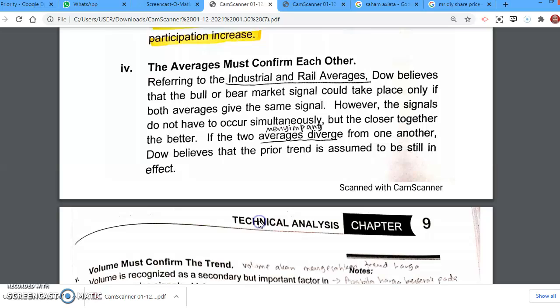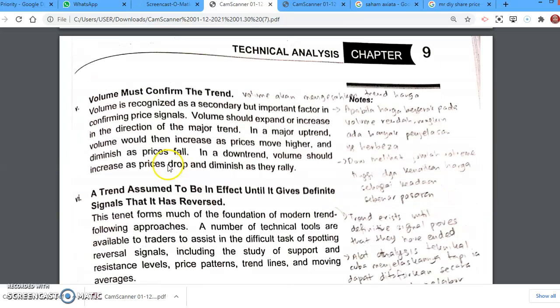Okay, so number 5. This one, volume must confirm the uptrend. It's stated over here, the volume is recognized as a secondary but important factor in confirming the price signal. Maknanya dalam bursa itu, you kena lihat berapa volume yang diperdagangkan. So kalau volume itu bertambah atau expand in the direction of the major trend, maknanya kita akan melihat kepada trend yang semakin positif dan juga dalam keadaan yang bagus. So in a major uptrend, volume would increase as price moves higher and diminish as the price falls.